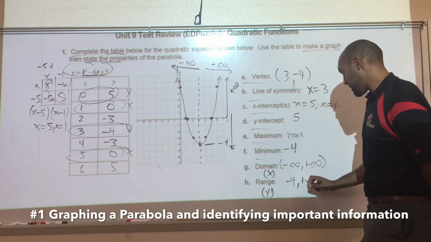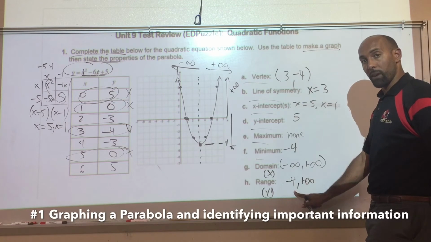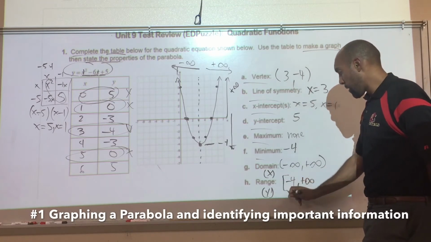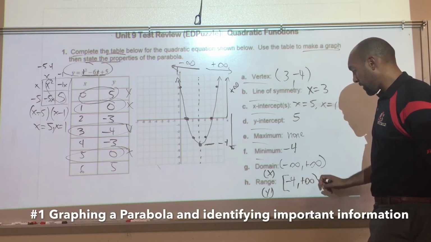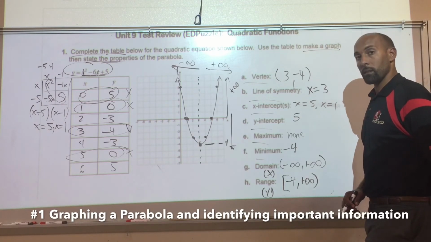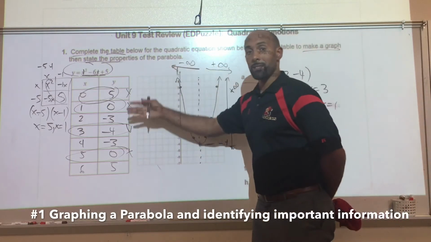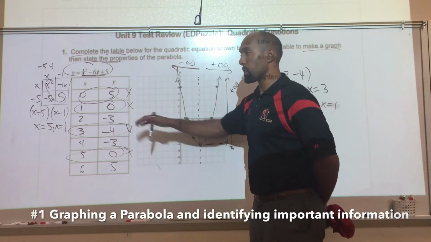So comma, positive infinity. And now remember, it's different when we have a number in our range or domain. We always put a bracket. And then around the infinity, we put parentheses. Okay? That's it for number 1. And remember, this problem is not the one that's in your review. You're doing a different one.